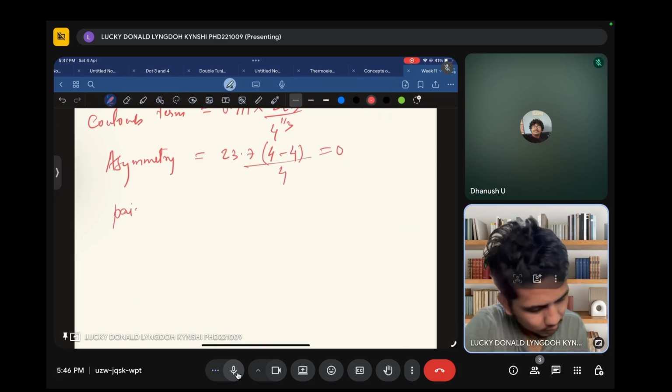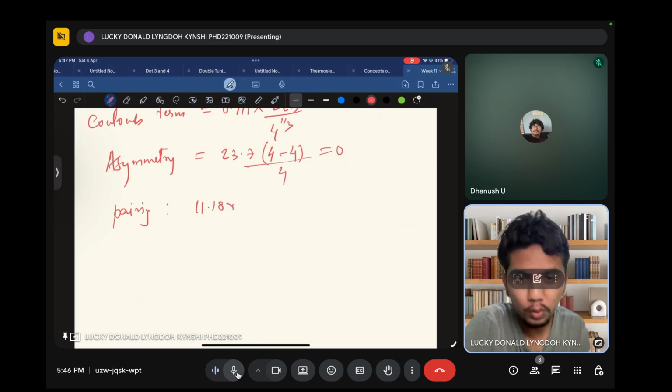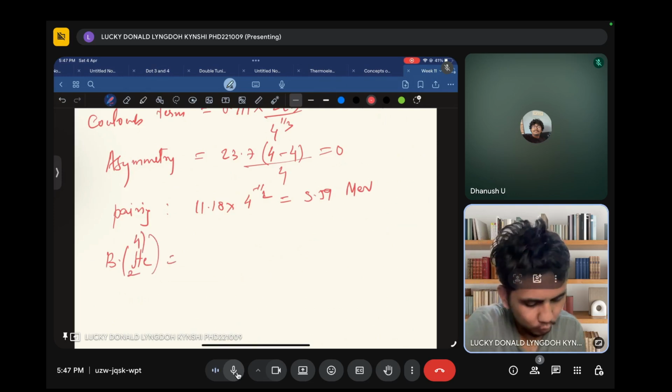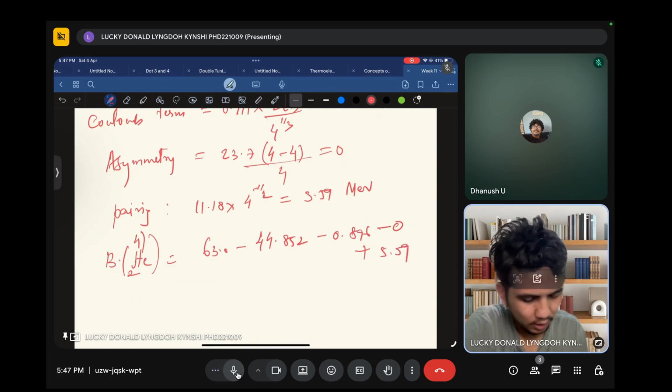Pairing energy: you have 11.18 into A to the power minus half, since it is even, which is equal to 5.59 MeV. So once you know all these values, you can just substitute here. Binding energy of He-4 equal to 63.0 minus 44.852, minus 0.896, minus 0, plus 5.59. So if you work it out, you will get something like 22.842 MeV.